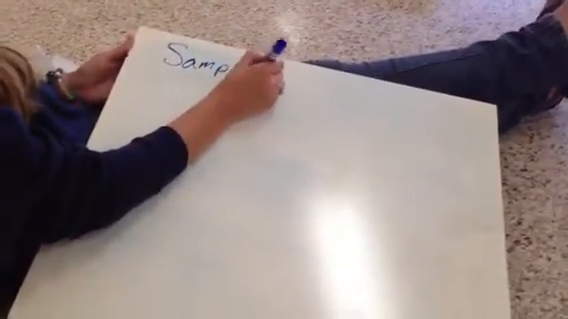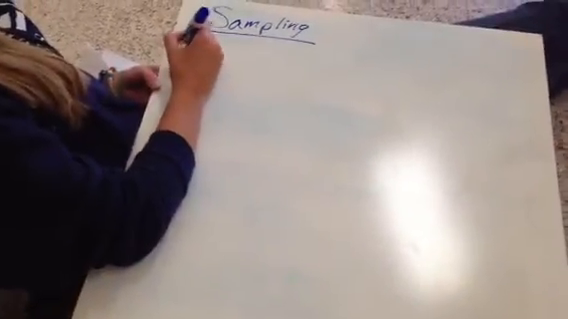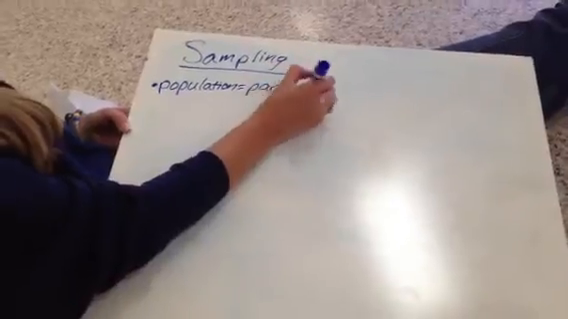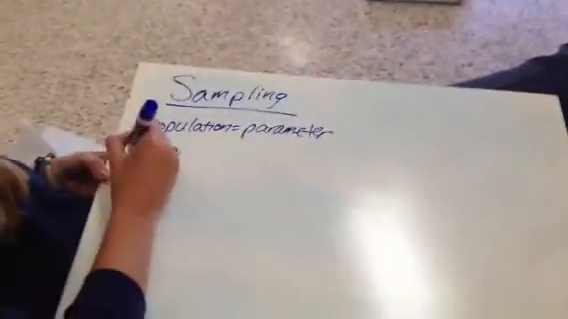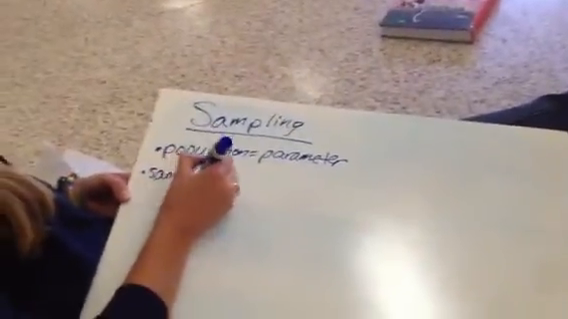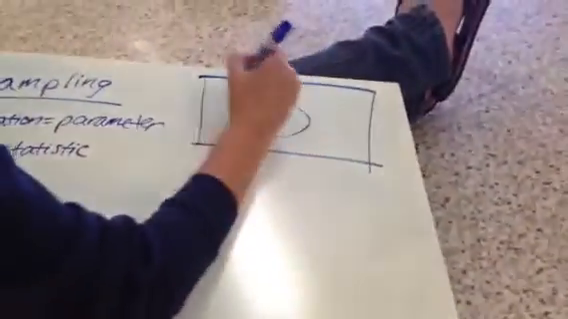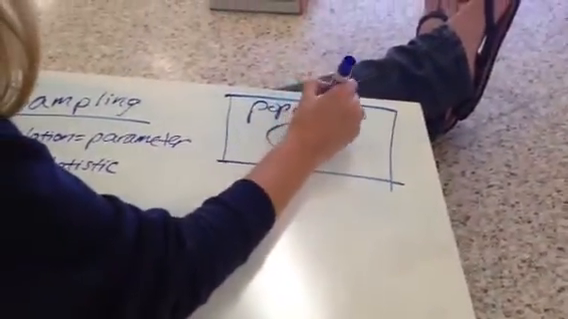So for our project, we had sampling and surveys. Now this includes the population and a sample. Population equals the parameter, while the sample is a statistic. Now to find a sample, you use the initial population, and from that, the sample is within it.